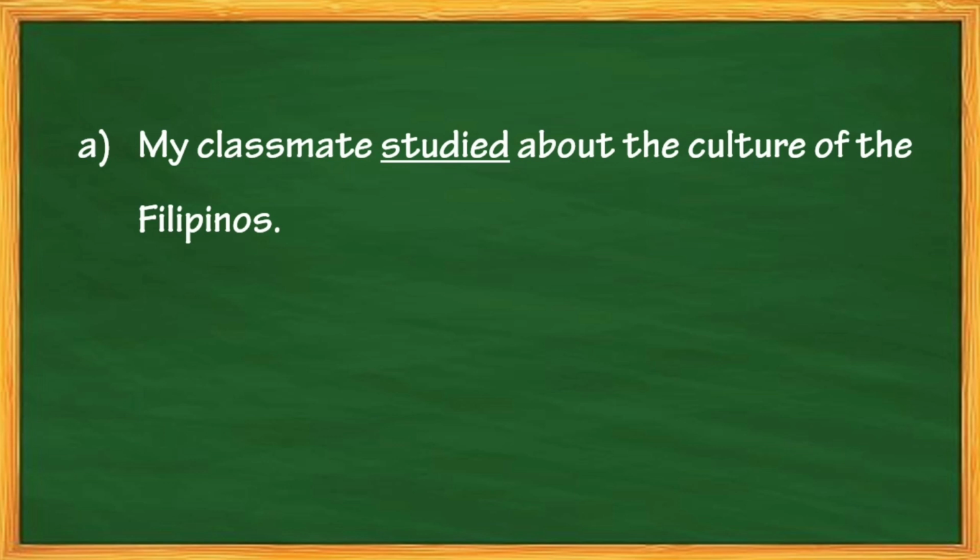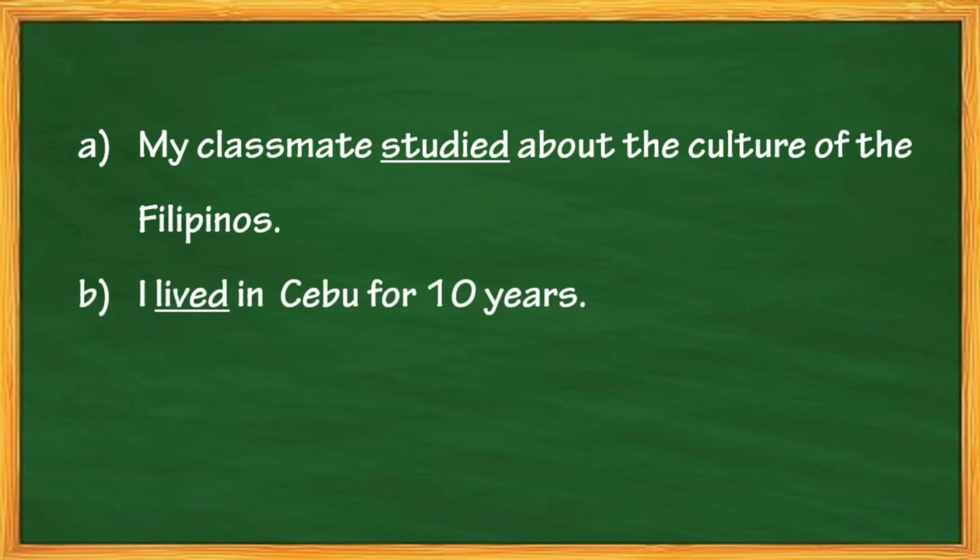Now class, our verb in the sentence, which is studied, happened in the past, but it is now finished. Next is situation in the past. For example, I lived in Cebu for 10 years. Take note of the verb from live without D in present tense into lived with D in past tense.